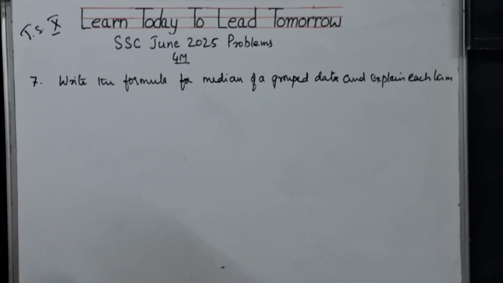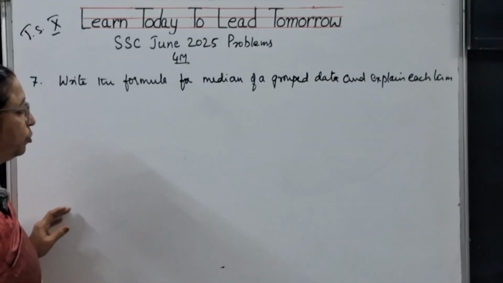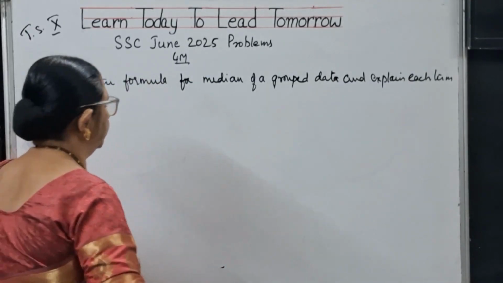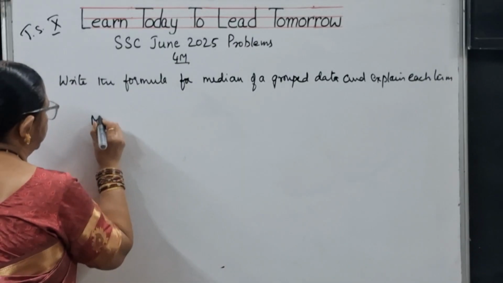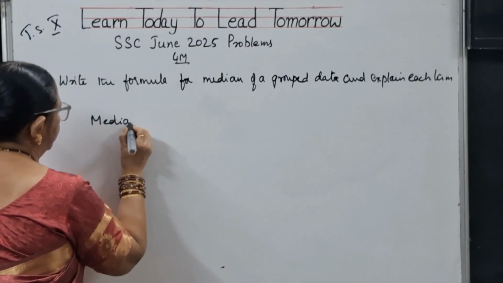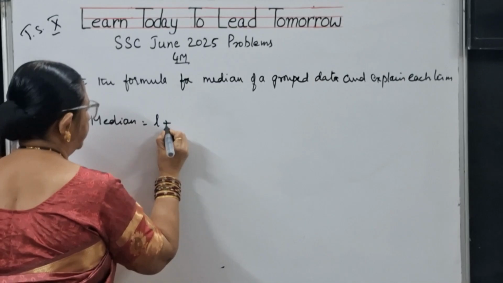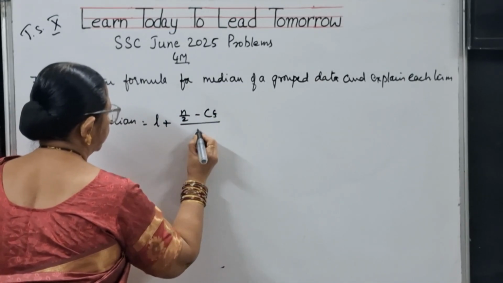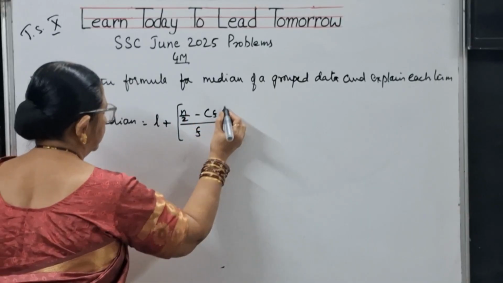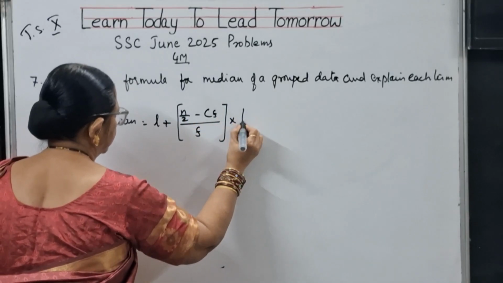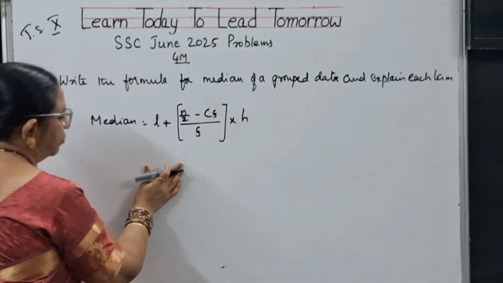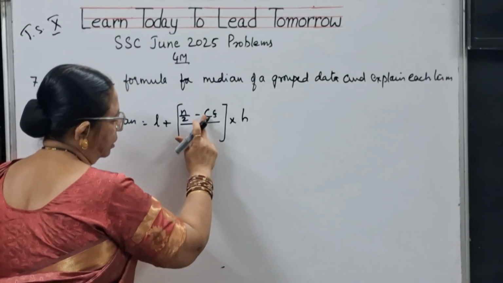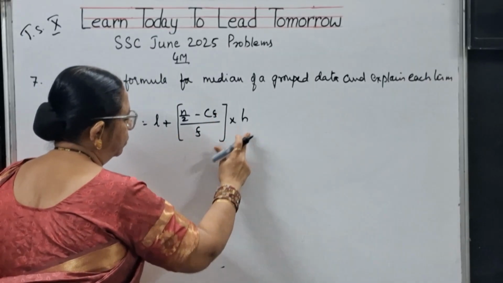In this 4 marks question, write the formula for median of a grouped data and explain each term. So what is the formula for median? It is L plus (n by 2 minus Cf) by f into h. This is the formula for grouped data.